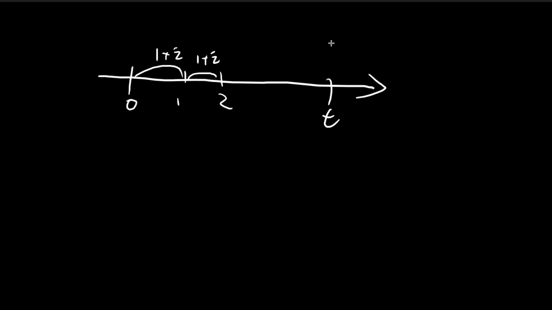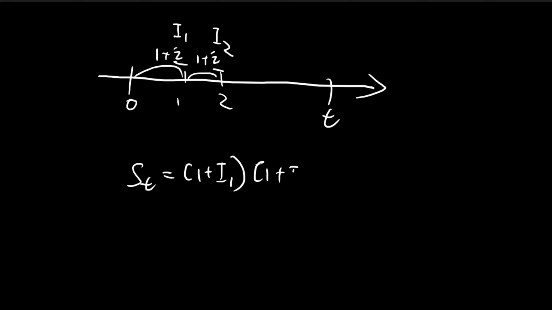But now we're assuming that the interest rate is a random variable. So i1, i2, instead of this constant every year. And now if I wanted you to find the accumulated value at time t, it's going to be given by an expression that looks something like this. So S_t, I'm going to define this symbol to be equal to this product over here.